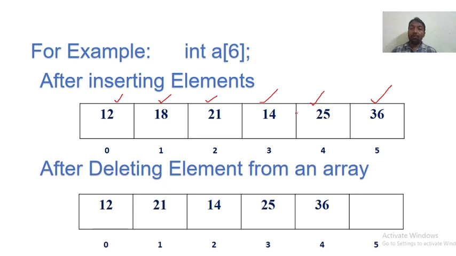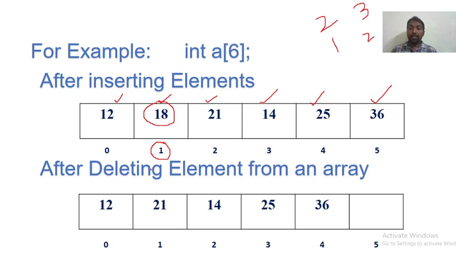Now I want to remove the second element from this array. As per my calculation, the second element is 18. Programmatically, the second element is referred to with index 1. If I want to remove the third element, the index value will be 2. So whatever the position of the element you want to remove, subtract 1, and you will get the index of that position.